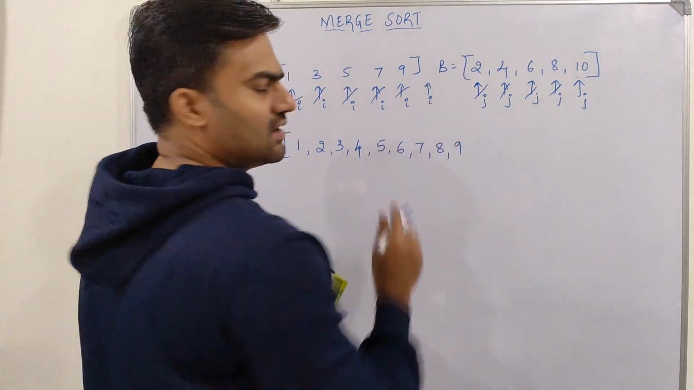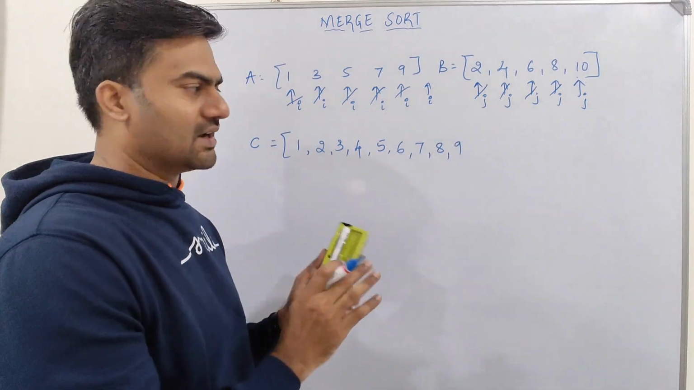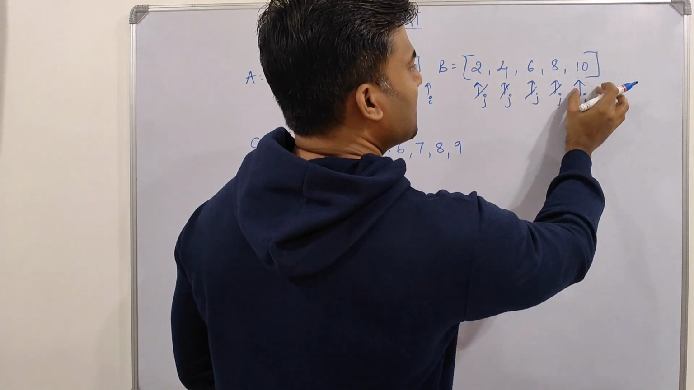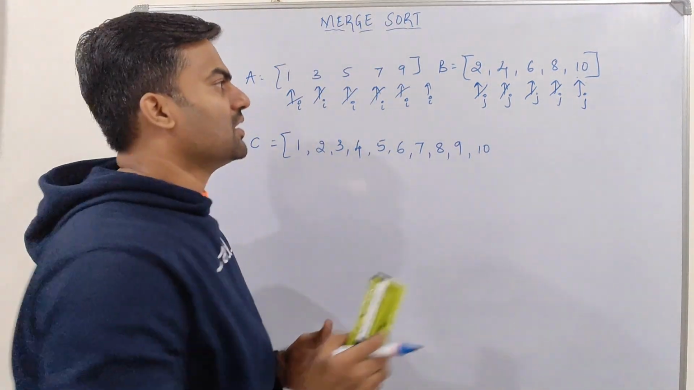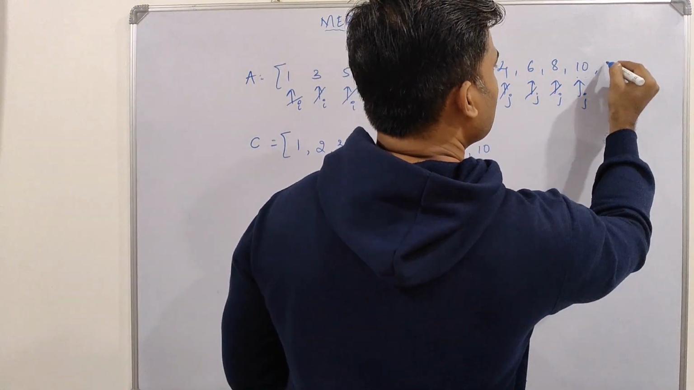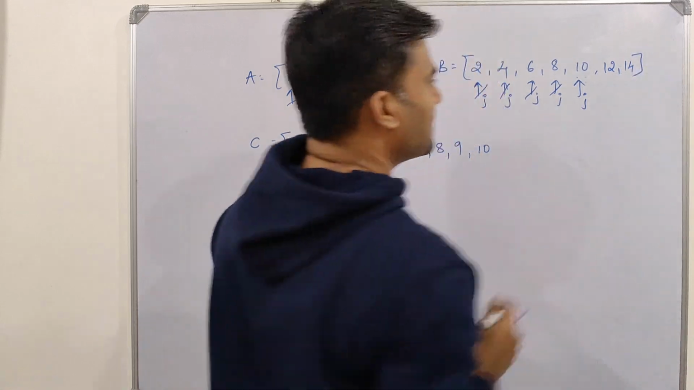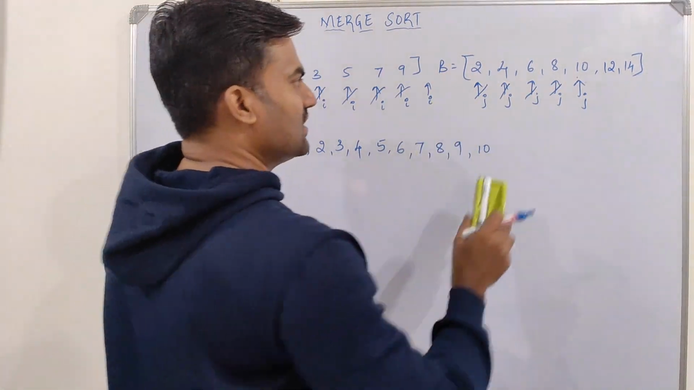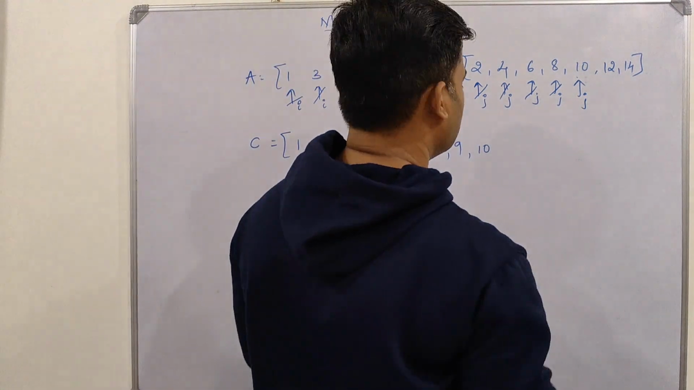So I points outside. When any one of the pointers points outside of that particular array, then I'll stop and simply copy the remaining elements. The remaining element is this one, which is 10. Assume there are more elements here, say for example 12 and 14. In that case, this is the best case, because when I gets exhausted, we will stop here and simply copy the remaining elements.